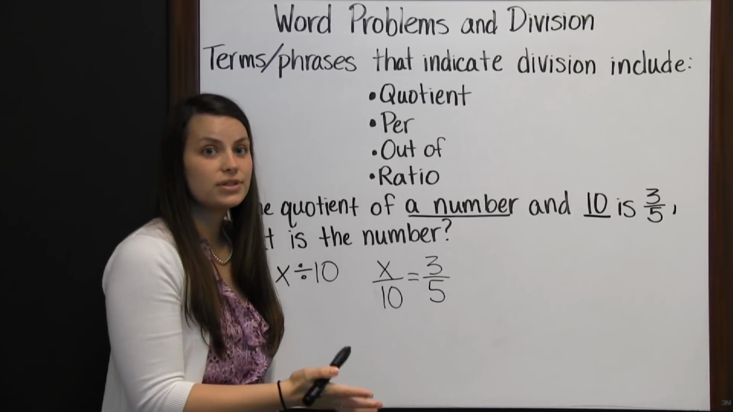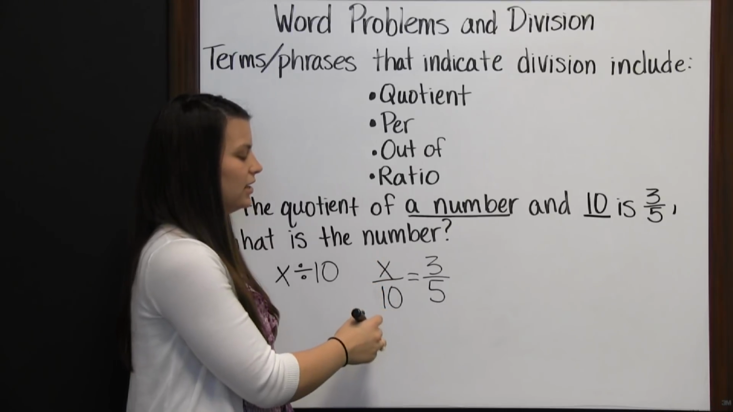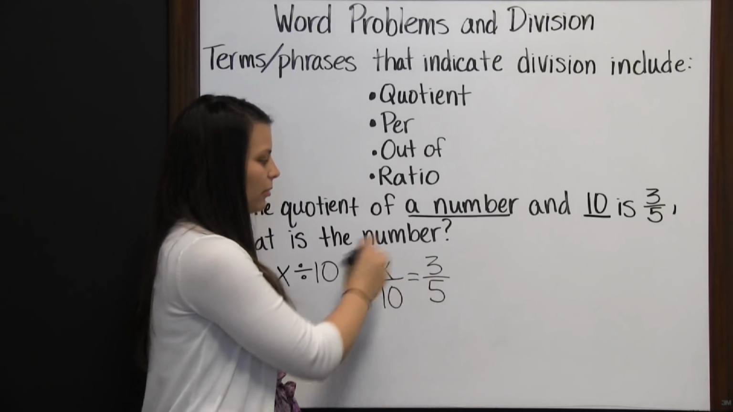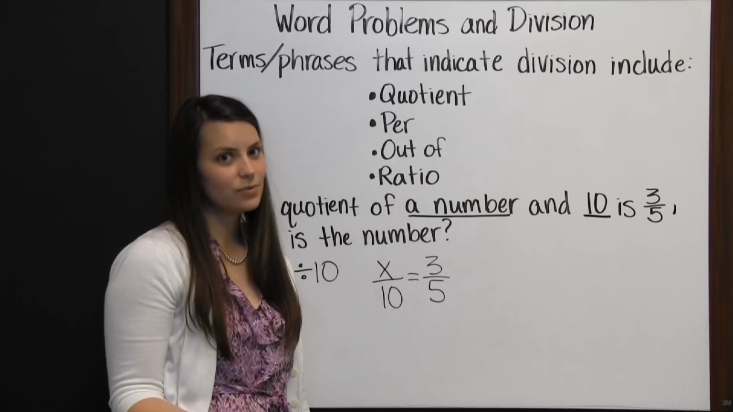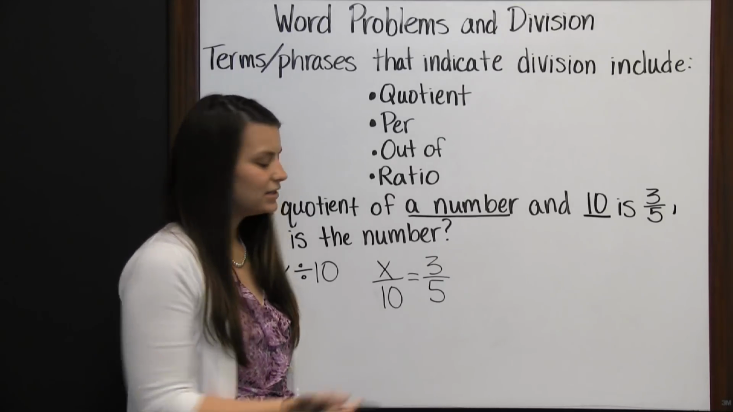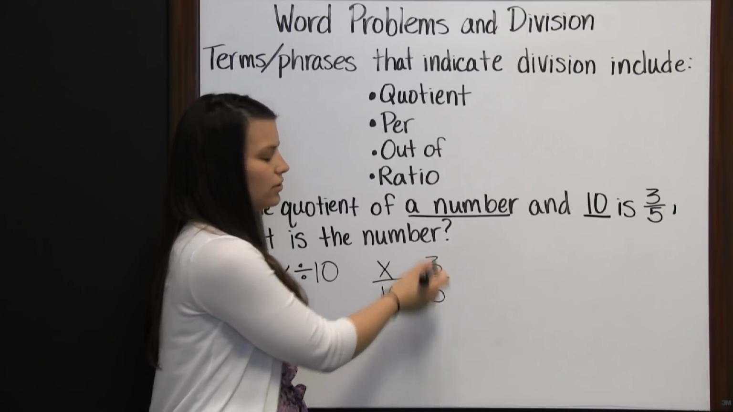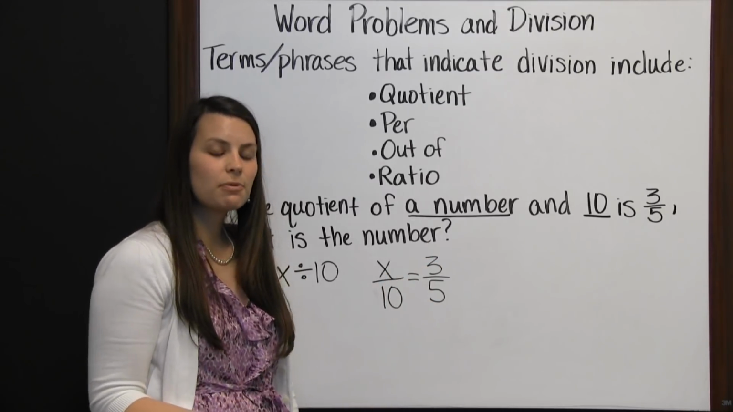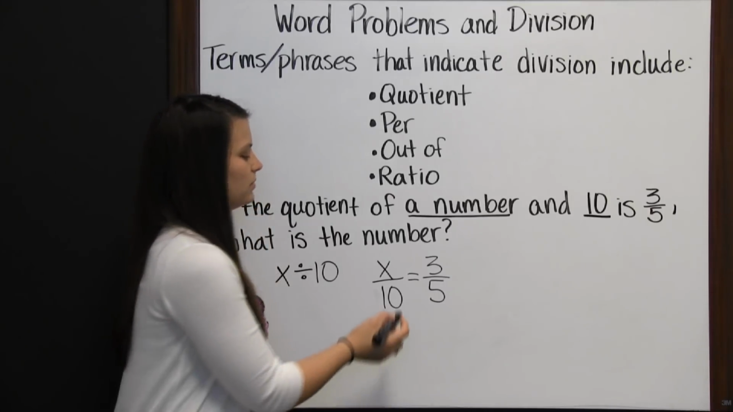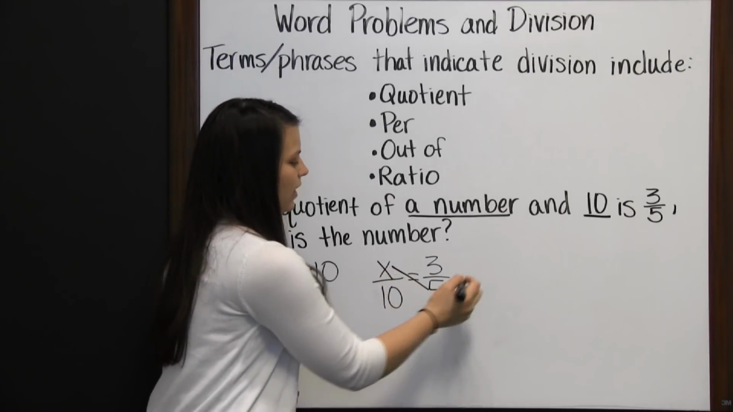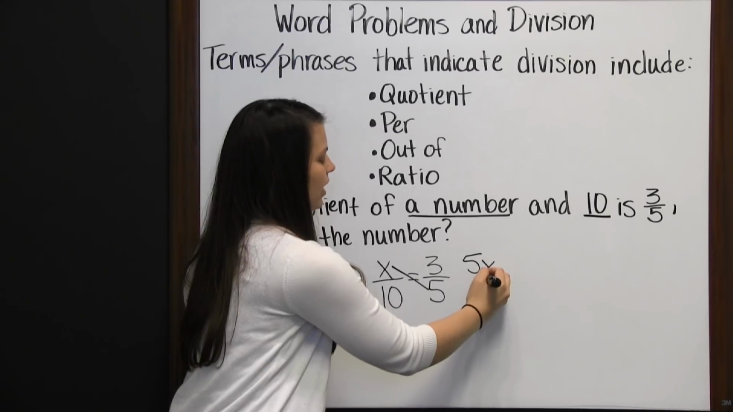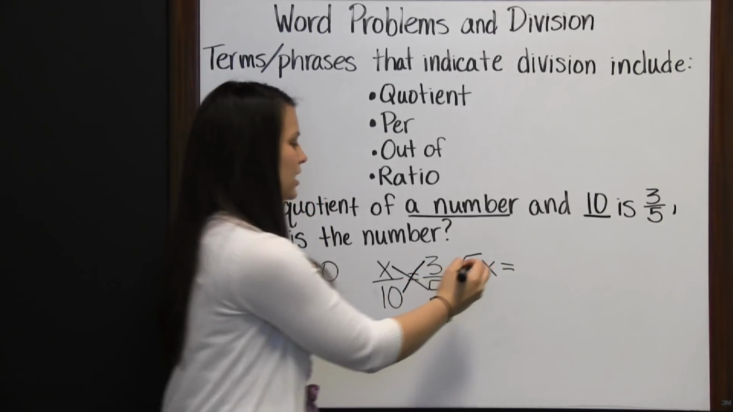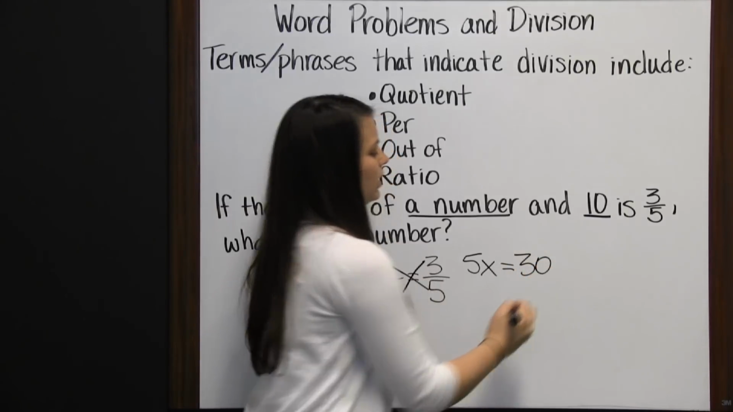Now, since I chose to write it this way, x divided by 10 equals 3 divided by 5, it looks like a proportion, and that's because it is one. All a proportion is a ratio equal to a ratio, and that's what I have here. So to solve this proportion, we're going to cross multiply. x times 5 is 5x, and that's equal to 3 times 10, which is 30.